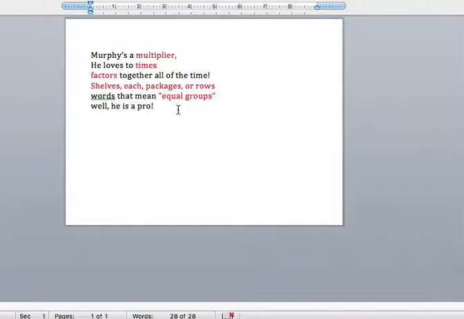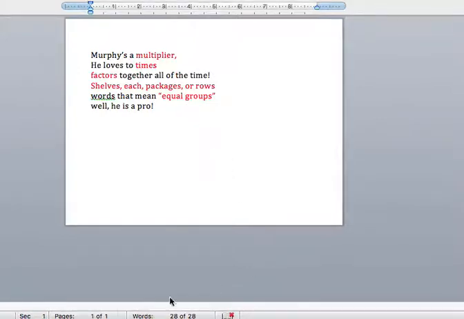So for this rhyme, guys, I've added in some red words. These red words are often words that we see when we're multiplying. But you need to see that it says any words that mean equal groups can be considered a multiplying word. But when you see Gus the Plus words like altogether, total, make sure that there's no Murphy multiplying words in there also, because sometimes we might be adding when really the problem wants us to multiply. So let's do a few together.